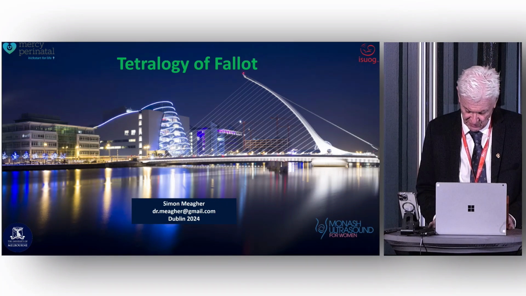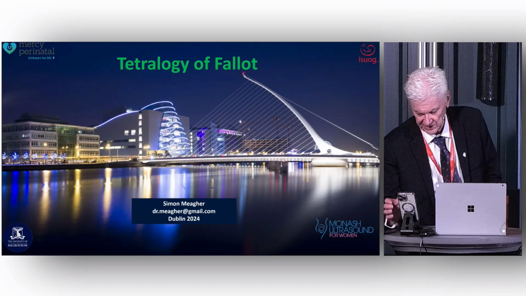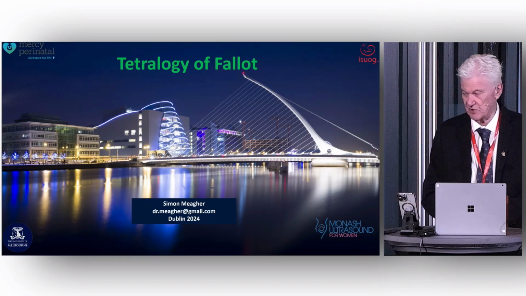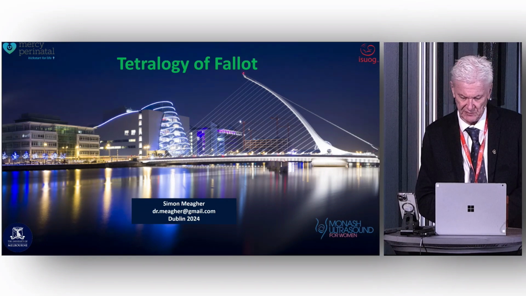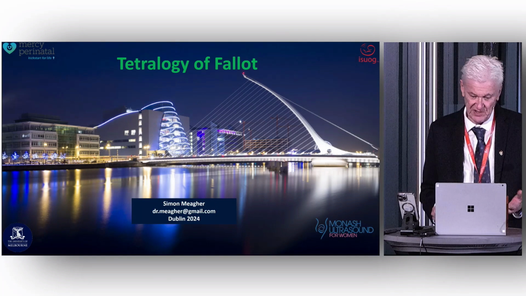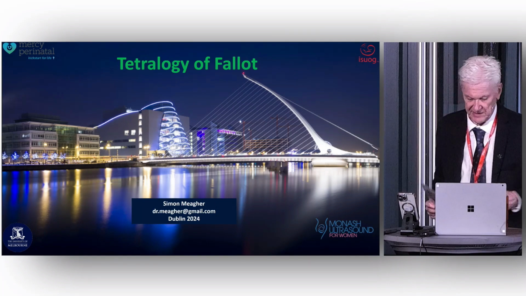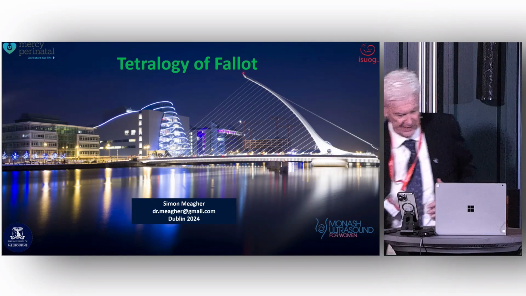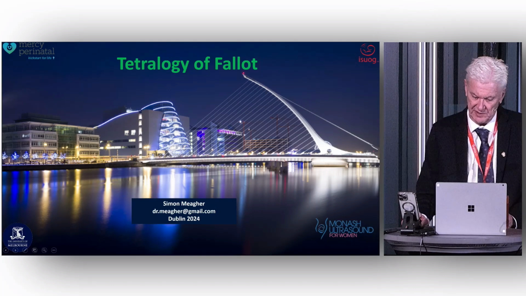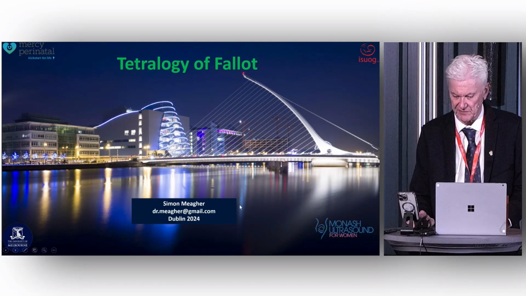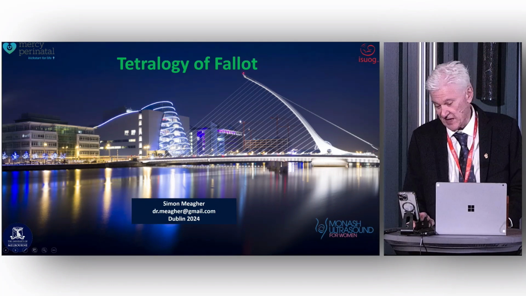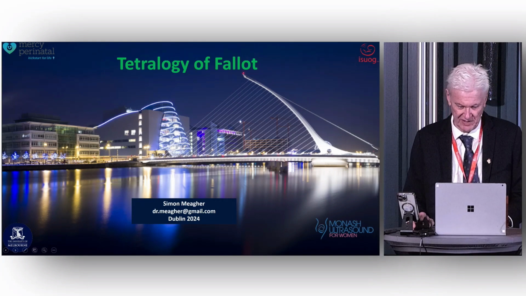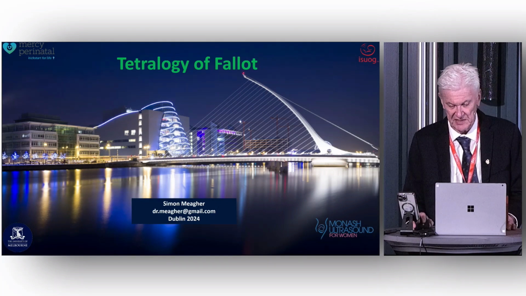So to get the ball rolling, I'm going to start with Tetralogy of Fallot, which is one of the most common outflow tract anomalies that we see. And no one tetralogy looks the same as the next. So in a sense, what I thought I'd do is go through examples of Tetralogy of Fallot and maybe ask you a question or two, whether you think this is just a normal variant, a malaligned VSD, or Tetralogy of Fallot, and what distinguishes one from the other.